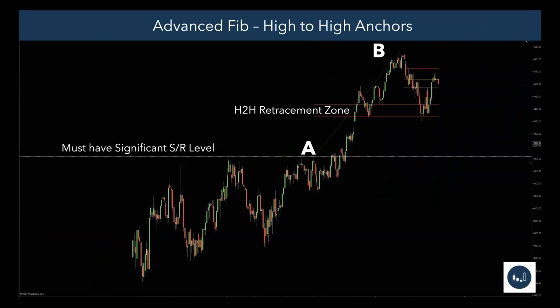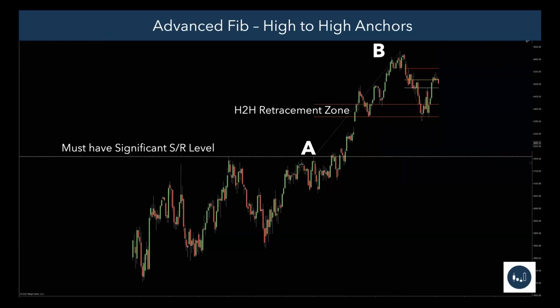Now I'm going to introduce a concept that we call advanced Fibonacci, and this is a high-to-high anchor. There's a couple of requirements that you have to have, and the most significant requirement is you have to have a significant support and resistance level within the trend that price breaks above. So what I've done here is I've identified my significant support and resistance level. You can see the white dashed line. And what I do is I place the lower part of the high-to-high. I'll take the last sell-off before the break of the support and resistance. I'll say that again.